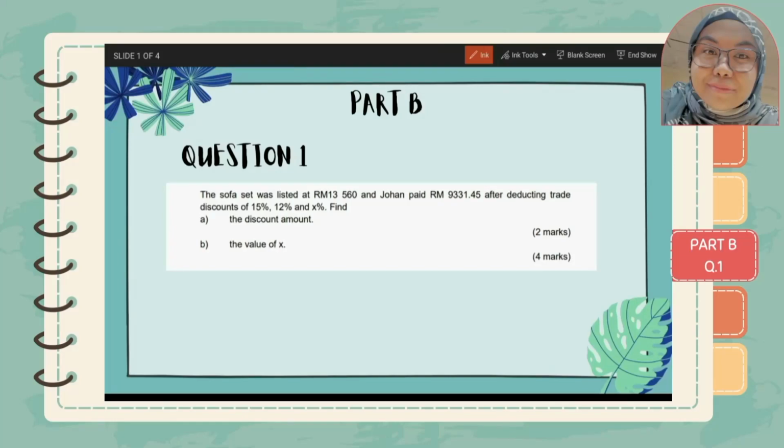The sofa set was listed at RM30,560 and Johan paid RM9,331.45. After deducting trade discount of 15%, 12% and X%, find the discount amount and the value of X.